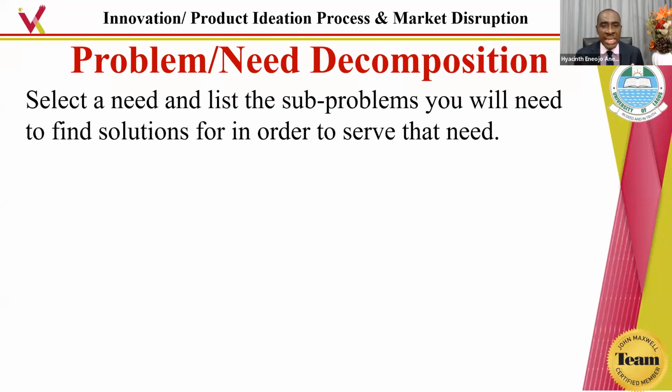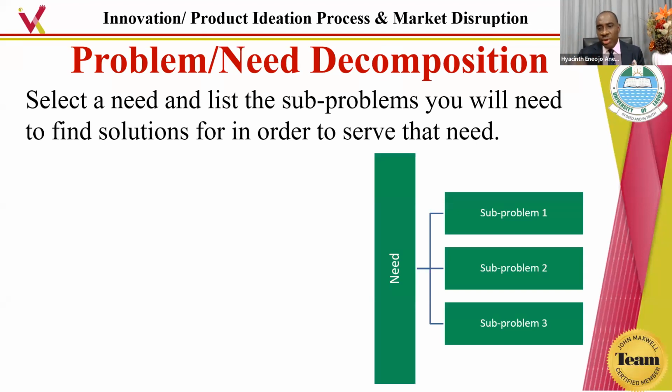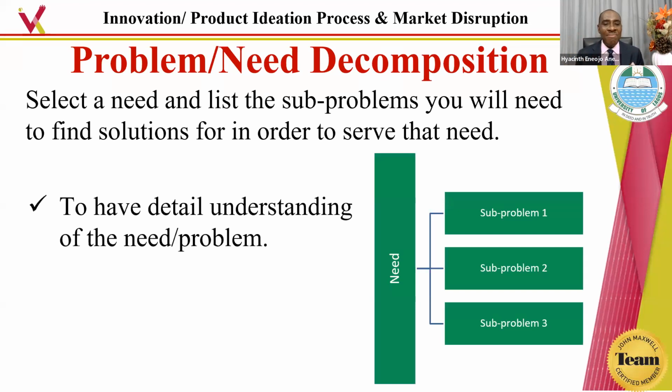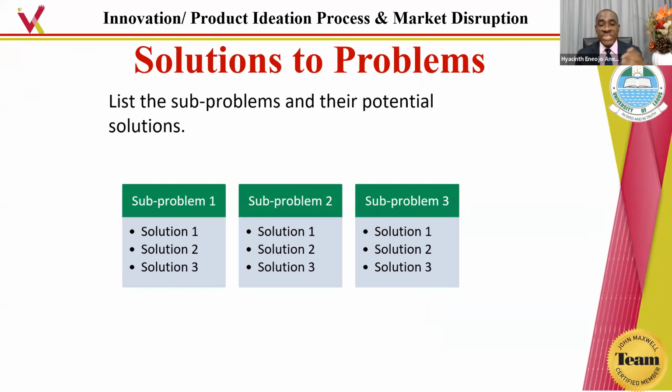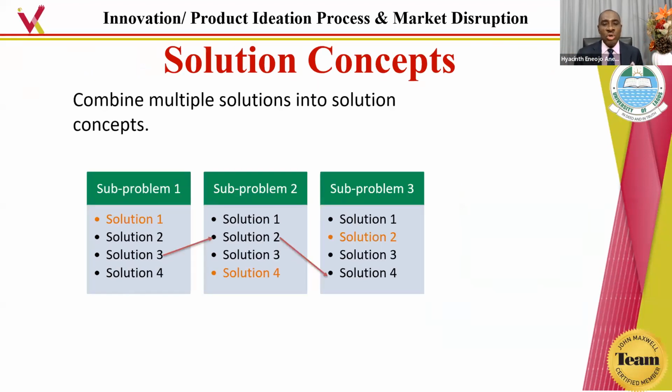So you select a need and list the sub-problems you need to find solutions for in order to solve that need, all right? So you have a need, you have the sub-needs. The goal is to have a detailed understanding of the problem, to be able to come up with a solution option and solution concept. Once you have done that, for every sub-problem you list the solution options that are there. It is these solution options that give you multiple solution concepts that you can test in the market, and find out which one best meets the customer needs, which innovation is better. So you come up with multiple solution concepts that you can test in the market.